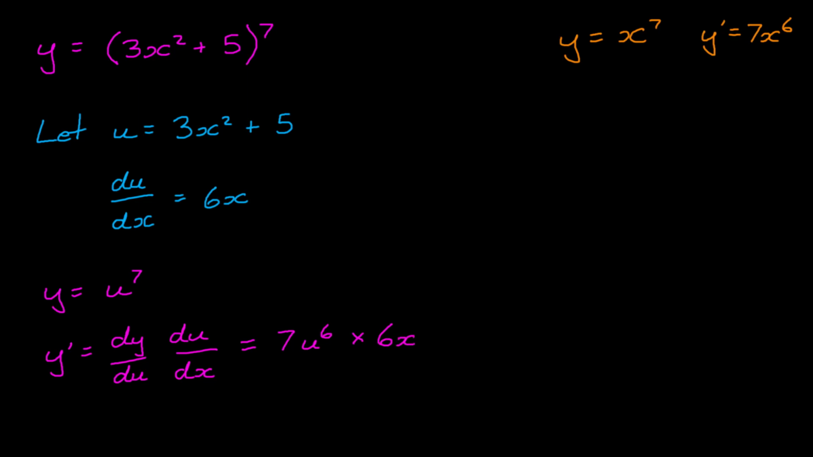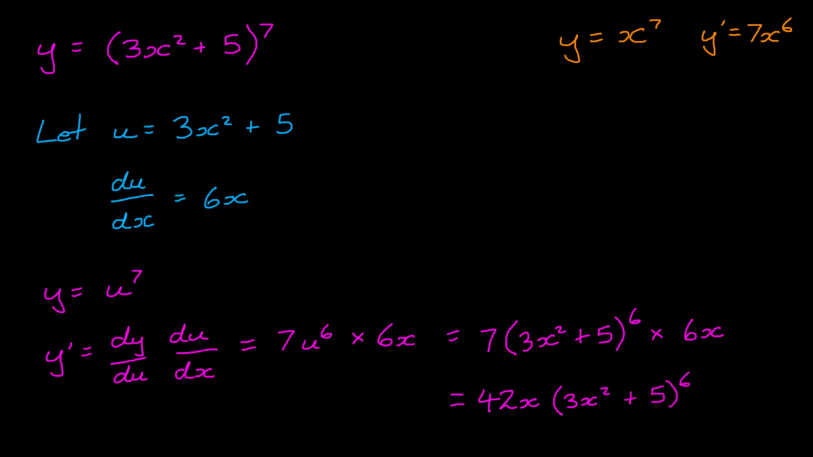If we substitute back into this formula the replacement that we made for u earlier, what we get is that the answer is 7 lots of 3x squared plus 5 to the power of 6 multiplied by 6x, or 42x times 3x squared plus 5 to the power of 6.